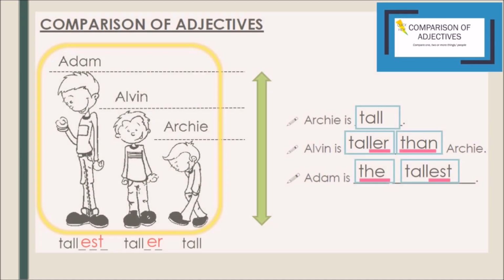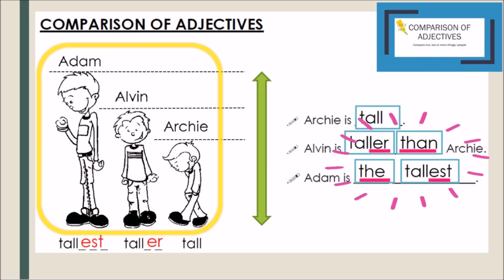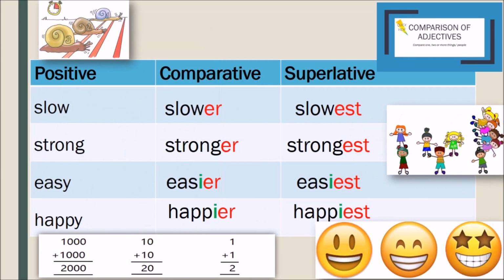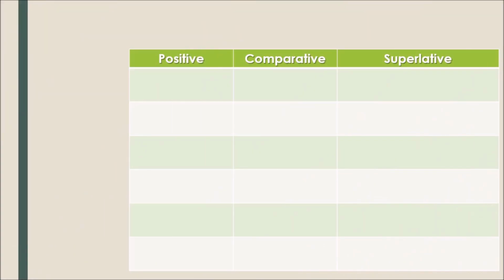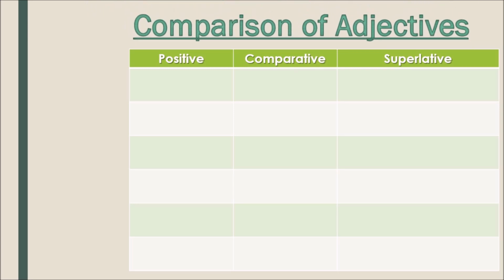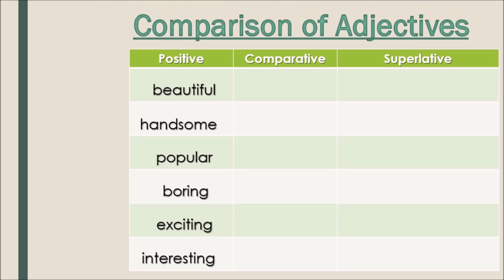In the previous episode, part 1, we have looked at how the forms of adjectives change when we make comparison. We add er and est at the back of the adjectives. In this episode, we will look at more examples. What do we do with these adjectives? If we follow the same way, which is adding er and est, that would be easy.